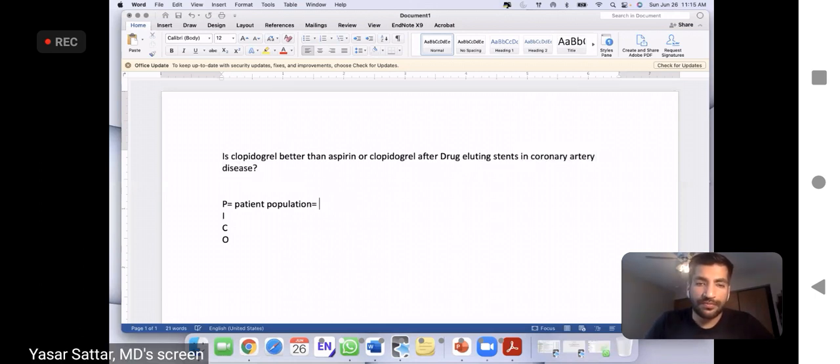Now you can ask yourself, coronary artery disease is a vague term. Am I taking patients with STEMI or unstable angina? So you need to define that. I'm going to take people with unstable angina, STEMI, and NSTEMI. Just acute coronary syndrome.